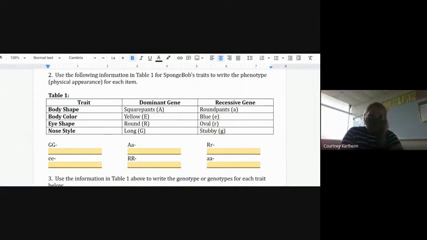So 2 uppercase G's. To figure out what the physical trait is, we look for these letter G's, and it has 2 uppercase. So it can only be this one. And what is that? Yes, it has a long nose. So you would just write long nose. I'll even type it in for you. I'm feeling nice.